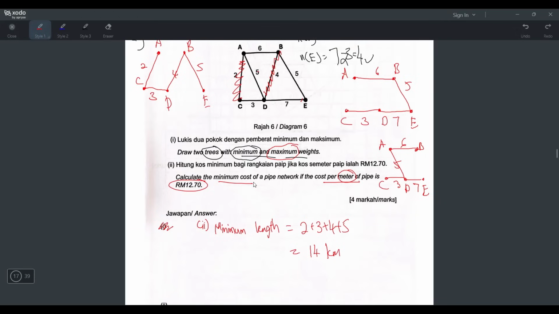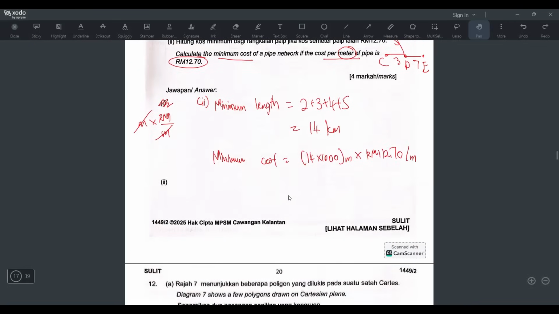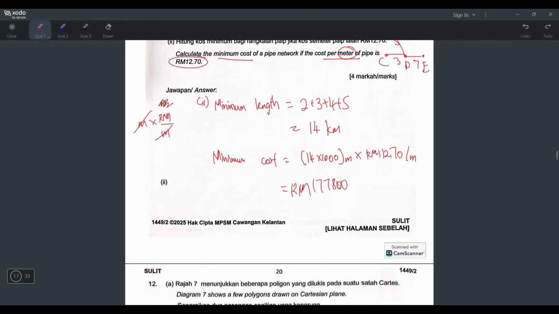Now we want to find the minimum cost. Okay, they give you 12 ringgit 70 cents. That is the price for 1 meter. But now you have how many meters? 14 kilometers times 1000 to get meters. And then multiply with RM 12.70 per meter. And when you take meters times RM per meter, you cancel, you are left with RM lah. Yeah, so now it's time to press all this. So what is 14,000 times 12.7? So 177,800. So that is the answer.